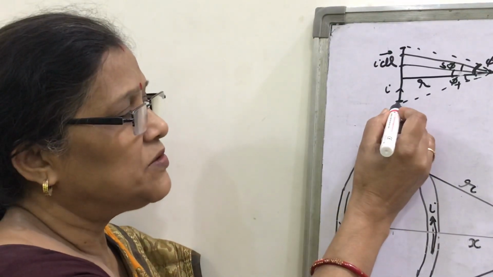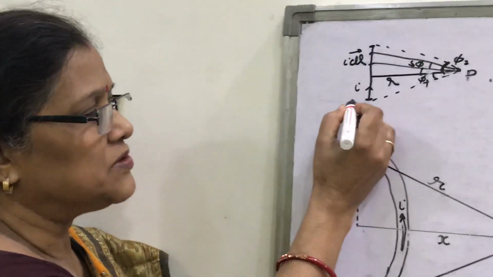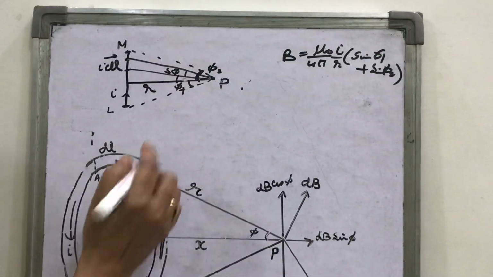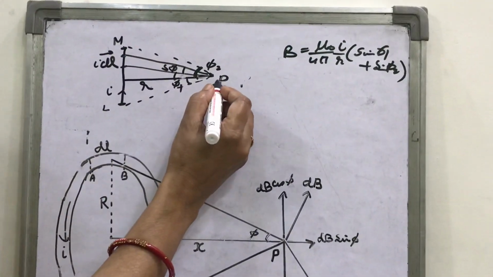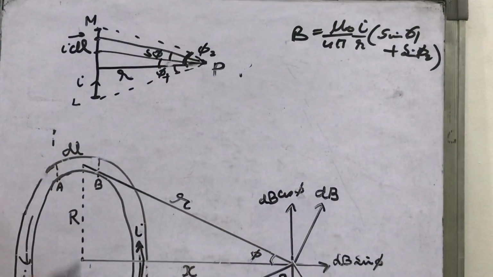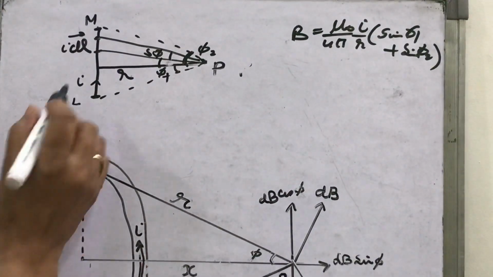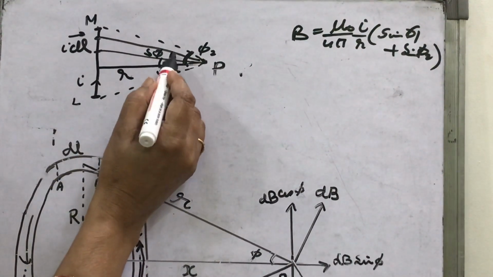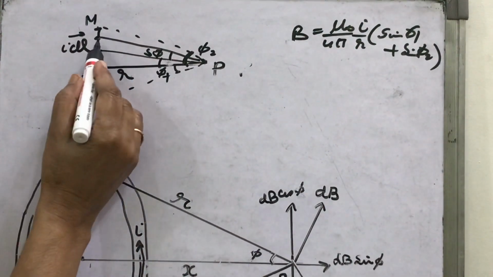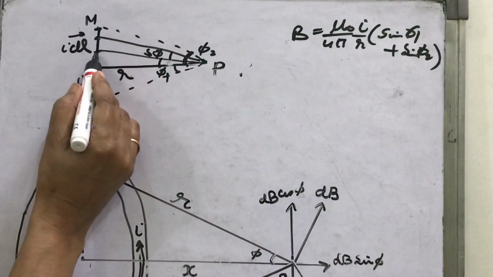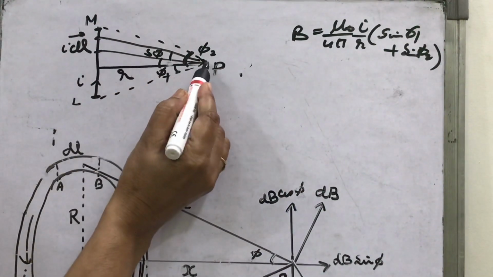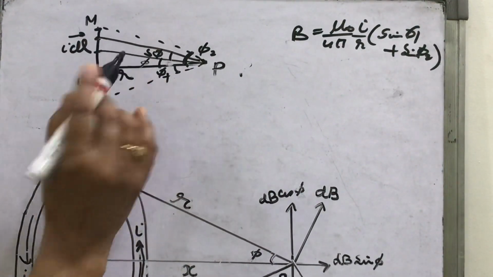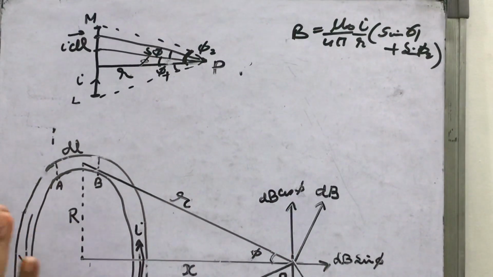In the figure I have shown this is the length of wire, suppose the end L and the end M, and the finite size of wire produces the magnetic field at P due to the current I flowing through it. We have taken I dl, a small current element, and here this is the angle delta phi, and here this angle is phi. We have discussed this earlier.